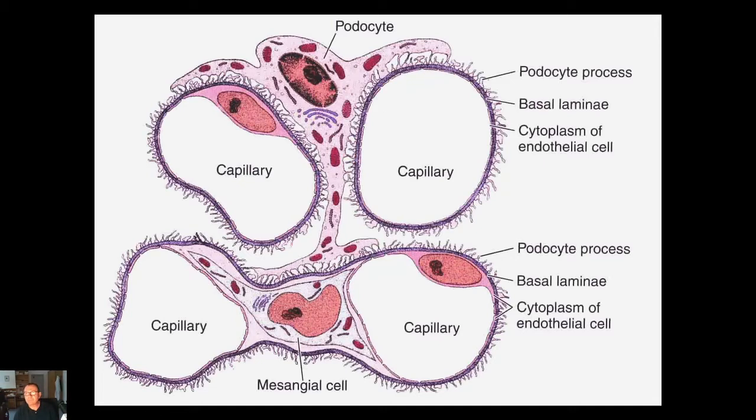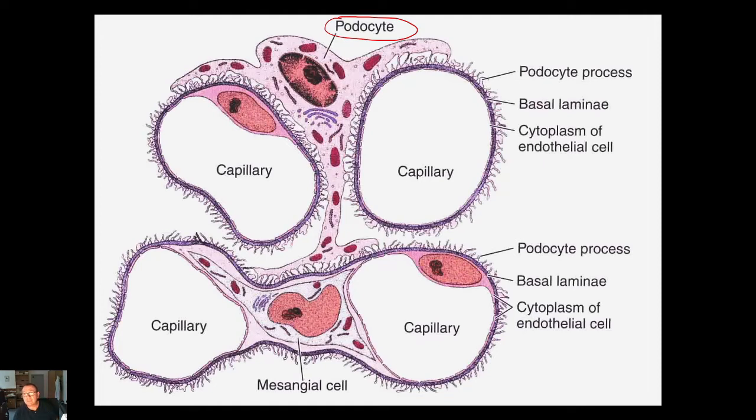Bowman's capsule is composed, as I said, from visceral and parietal layer. Parietal layer is simple squamous epithelium. Visceral layer is composed of podocytes. Podocytes are epithelial cells, which are very special. It is difficult to speak about their shape. They are neither squamous nor cuboidal or columnar. It is impossible to explain their shape by one word.